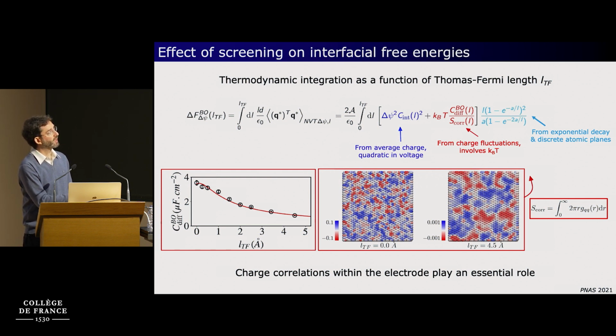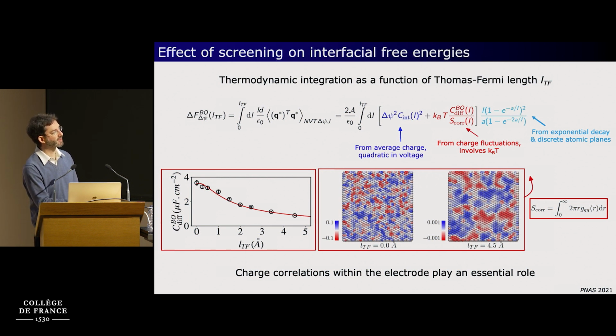One is the effect of the average charge, and because the charge scales linearly with voltage, this contribution to the free energy is quadratic in voltage. It involves the integral charge. And then there is another term which comes from the charge fluctuations. This is why it involves the thermal energy kBT. It depends on the differential capacitance, which, as I've mentioned already, decreases with the Thomas Fermi length. It also involves a correlation length, which tells you the extent of the charge domains.